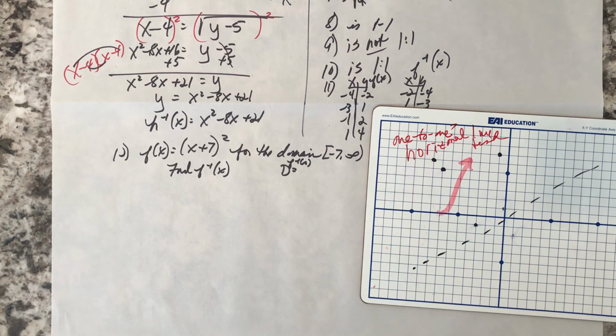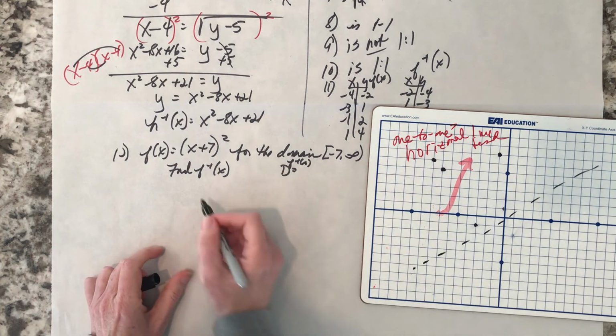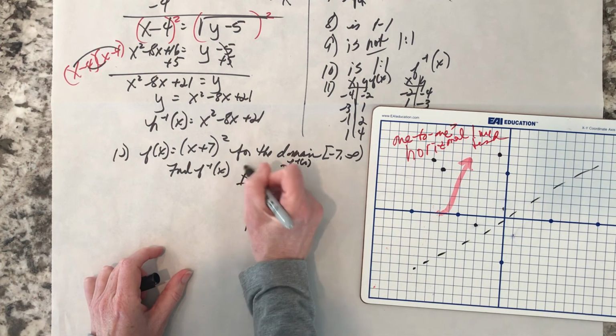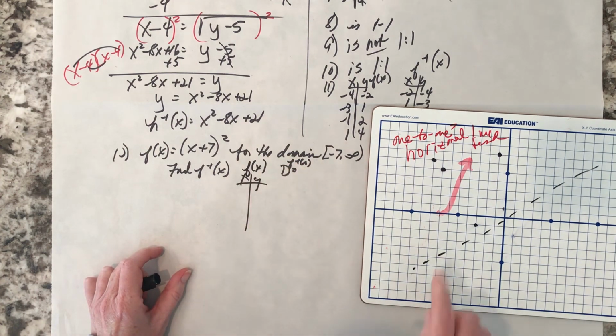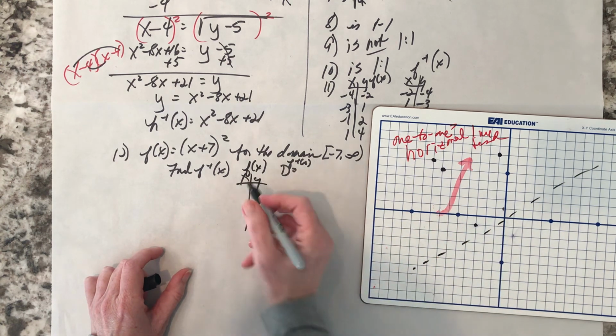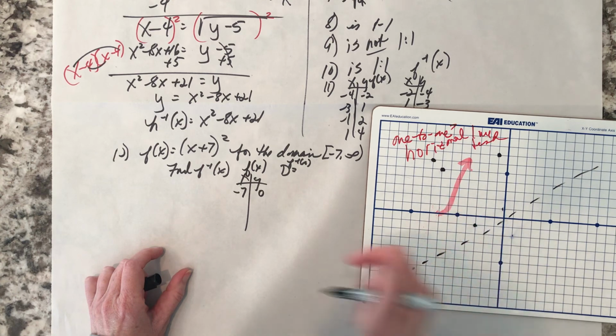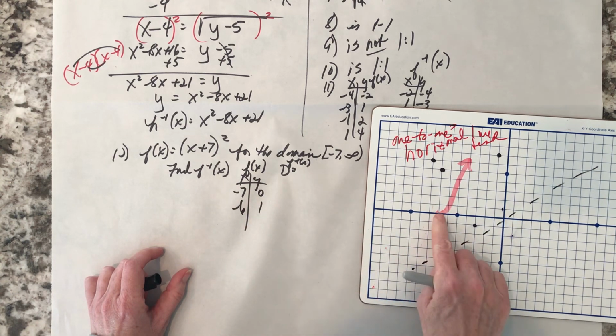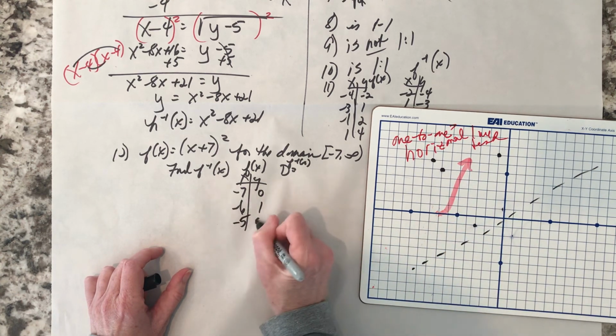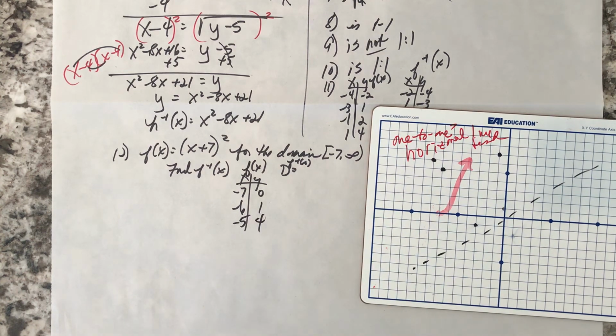So with points, considering points, f of x, let's see, this is negative 7, 0. This point, it goes through negative 6, 1, and then it goes through negative 5, 4. I happen to know that. We didn't talk too much about that. I told you to sloppy graph it.